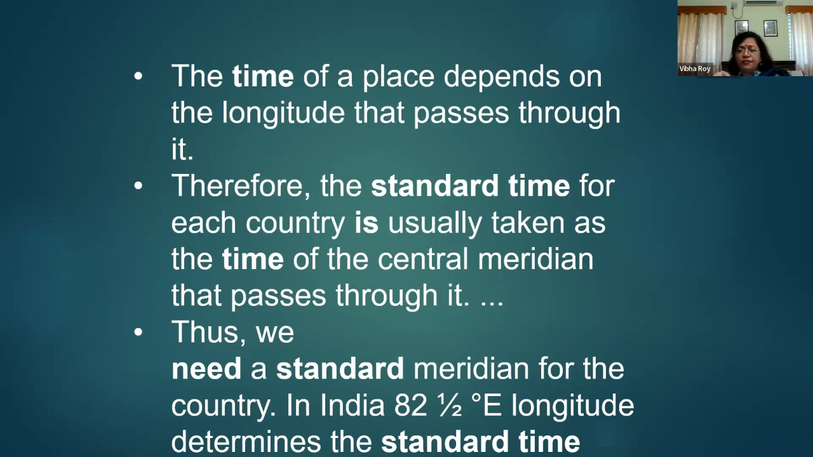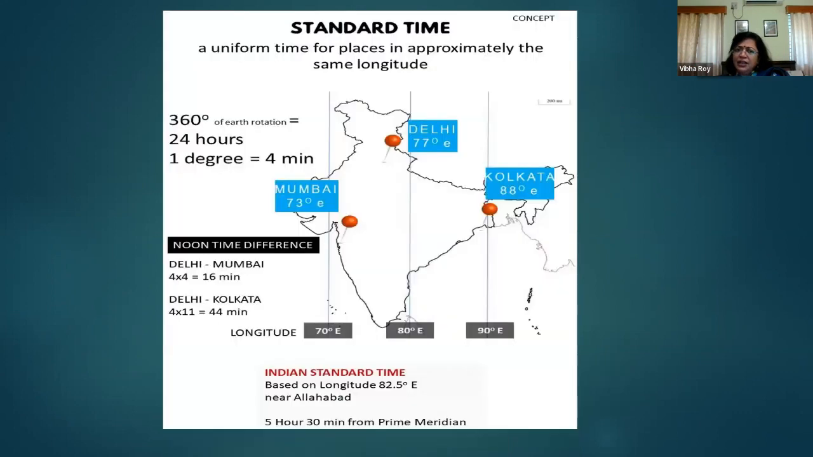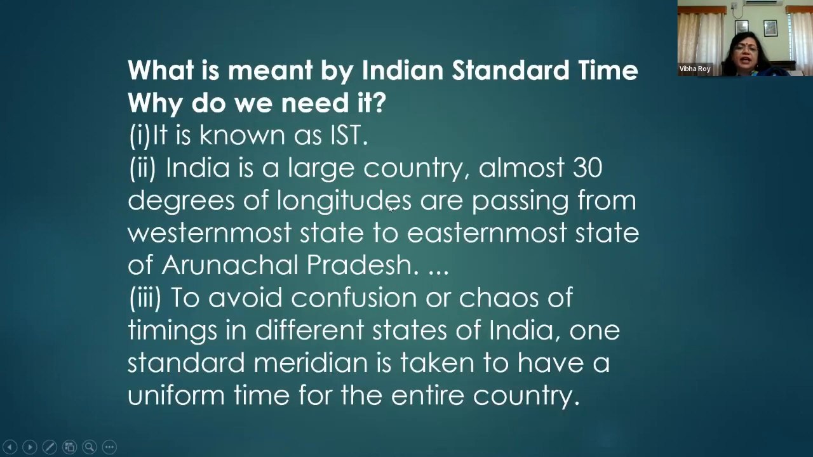If this was not followed, we would have to change the train timings, flight timings, and everywhere there would be a problem. So to avoid this confusion, the centermost line has been taken as the standard meridian, right? 82.5 degrees, somewhere here, is taken as the standard meridian. Now, what is meant by Indian Standard Time and why do we need it? IST is the short form for Indian Standard Time.